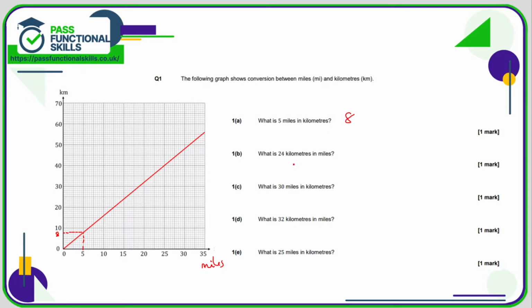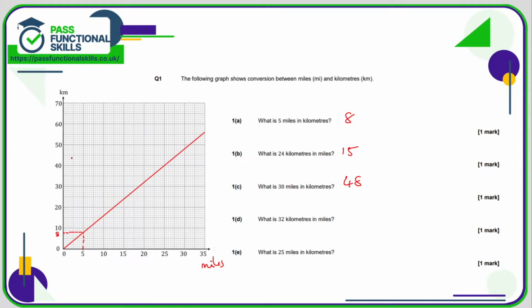For B, we're going the other way around, so 24 kilometers to miles. So here is 24. Go across and see where it hits the line, and that hits the line at 15 miles. 30 miles in kilometers. Let's go up at 30, and it looks like it's 2 beneath 50, so that is 48 kilometers, and that makes sense. If 24 kilometers is 15 miles, then 48, which is double 24, should equal double 15, and it does.